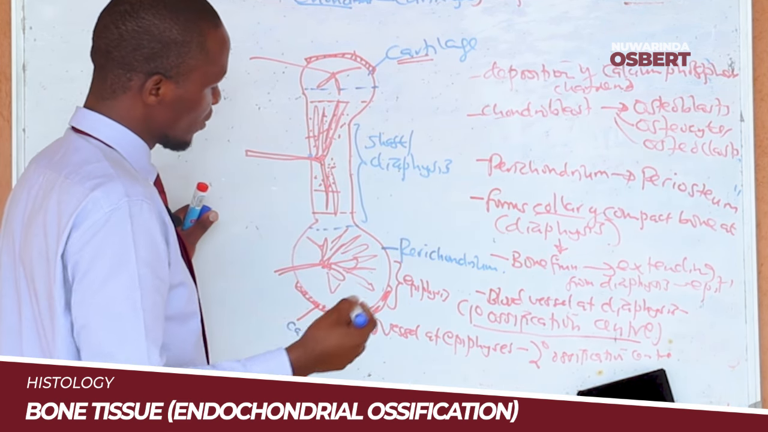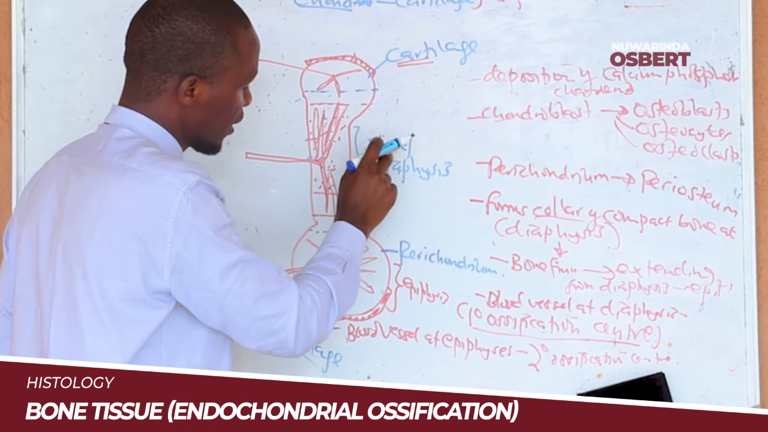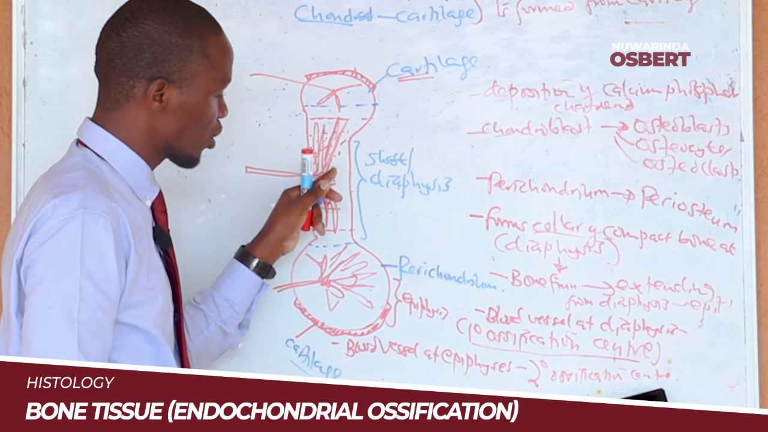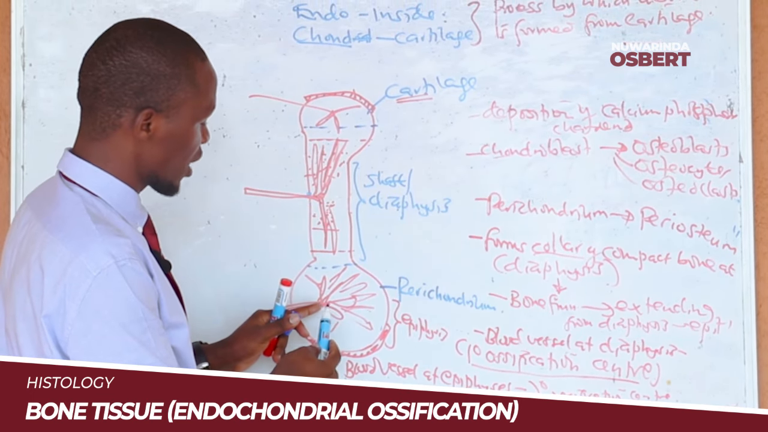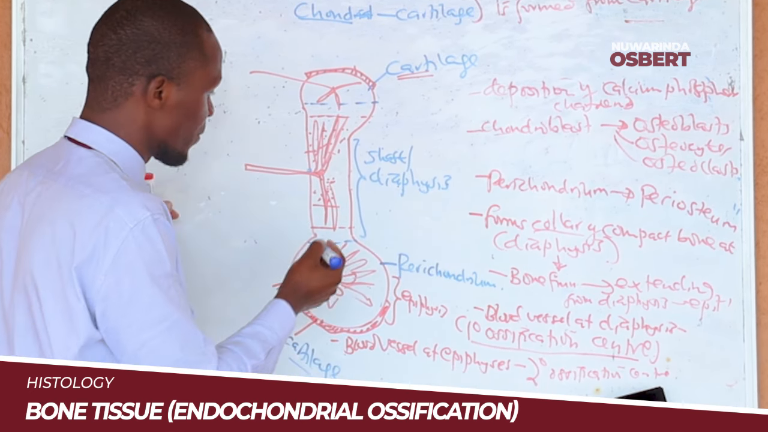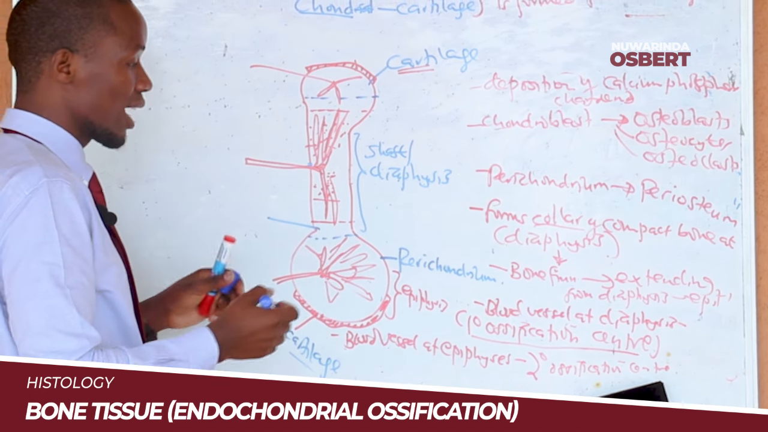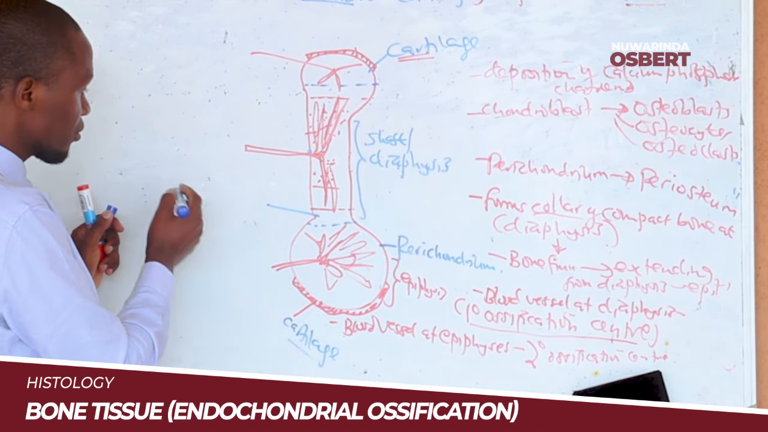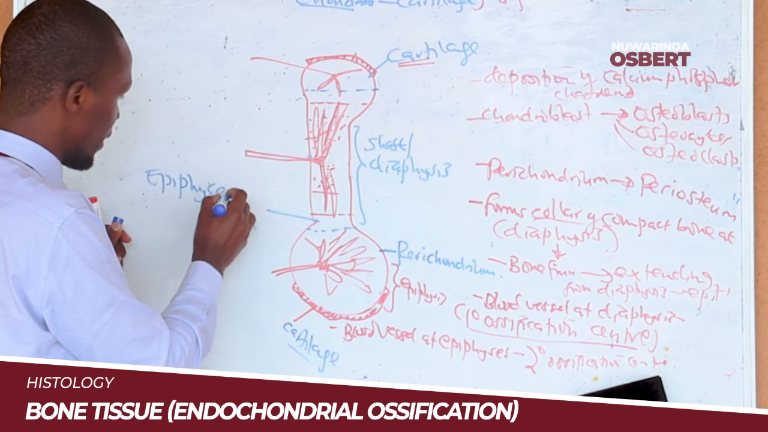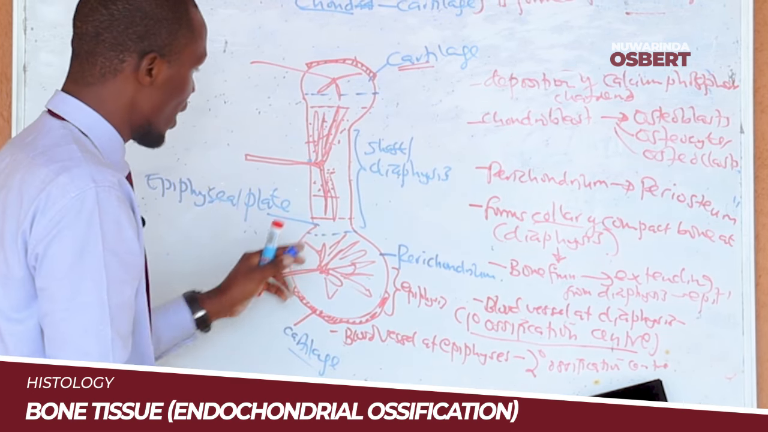So at the end of the day, you find a small region between the epiphysis and diaphysis that remains unossified. Why? Because the blood vessels from the primary ossification center and the blood vessels from the secondary ossification center have not been able to continue to elongate and reach that region. So this region remains, especially in mammals when they are still young. This is what we call the epiphyseal plate.